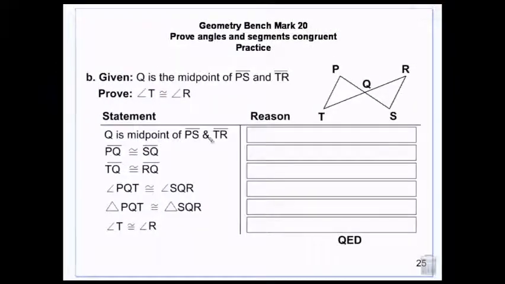Okay, so Q is the midpoint of PS and TR. That's given. Okay, now if Q is a midpoint of each of these, that tells me that PQ and QS are going to be the same length, and TQ and QR are going to be the same length, because that's what midpoints do. And so those are my next two lines, is PQ is the same as QS, because that's the definition of midpoint. And TQ is the same as QR, because again, that's also a definition of midpoint.